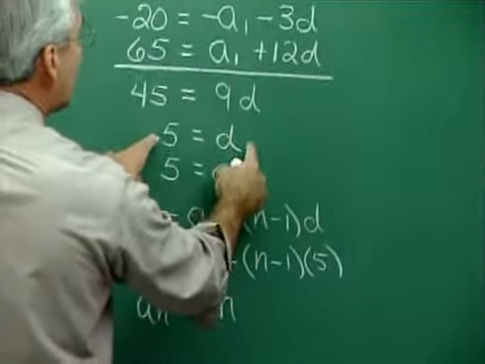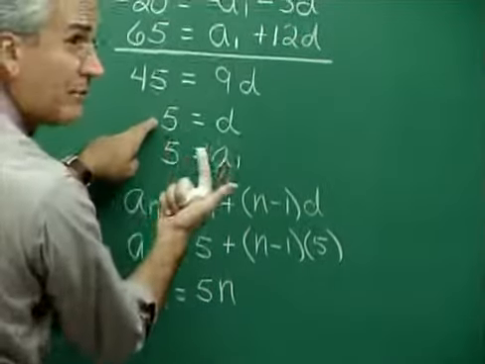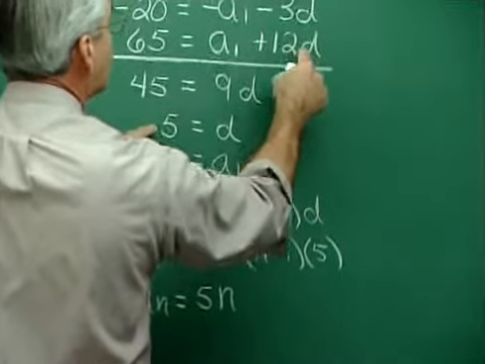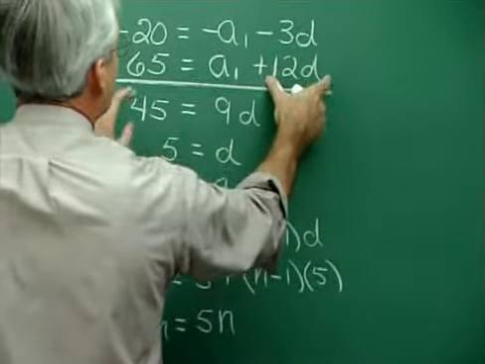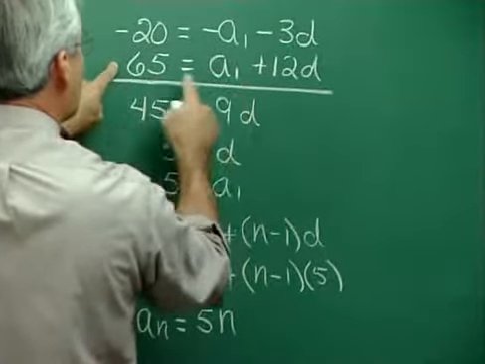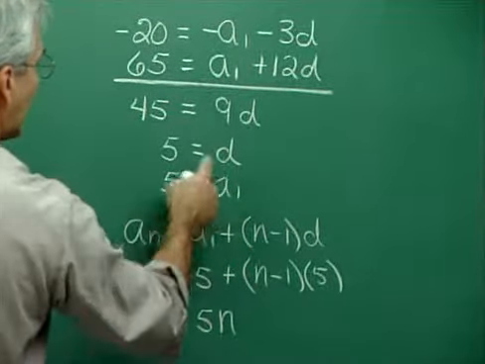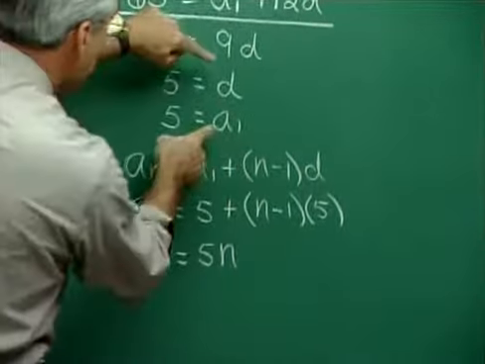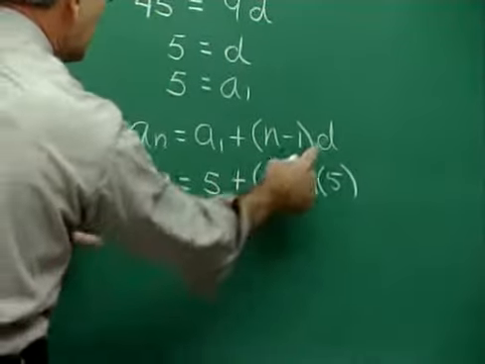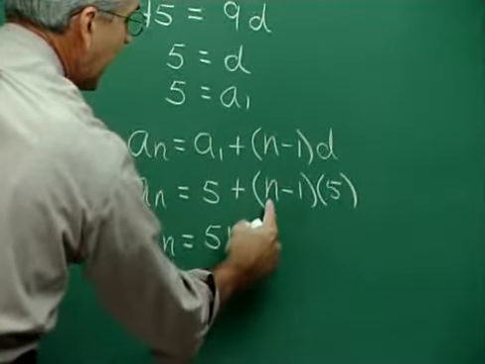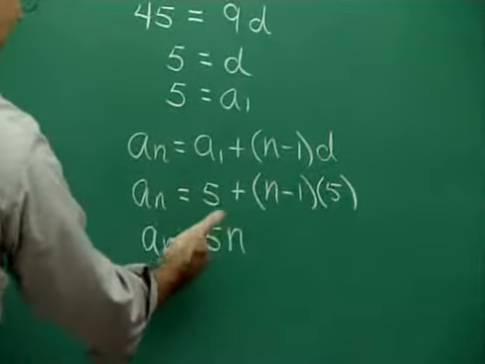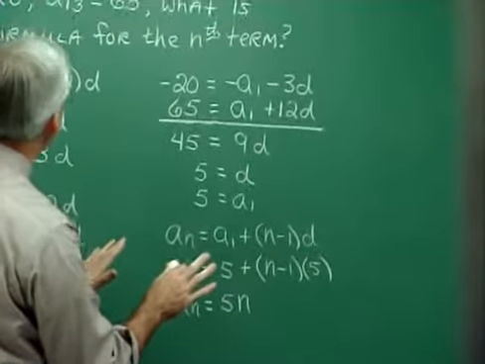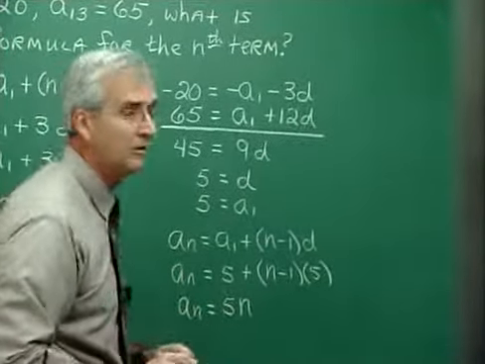Now once we find d to be 5, we go back in and back substitute to find the value for a sub 1. If d is 5, then I would have 12 times 5 is 60 here. Subtract 60 on both sides, and I would find a sub 1 to be 5 as well. So a sub 1 is 5, d is 5. And then you go right into the general model and replace with the information about a sub 1 and d. a sub 1 is 5, d is 5. Multiplying here, 5n minus 5, the 5's go out, and we have simply 5n. So the general expression for the nth term is 5n.